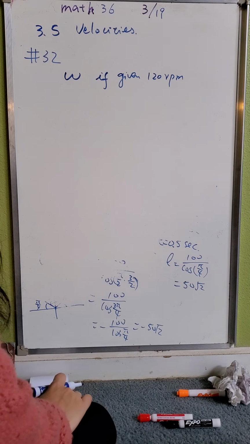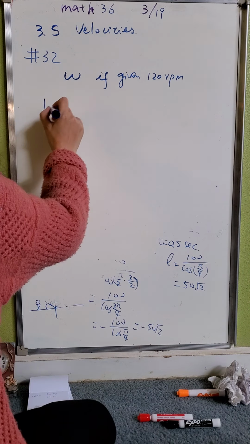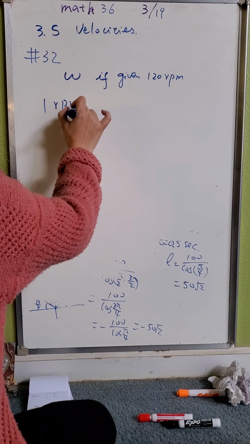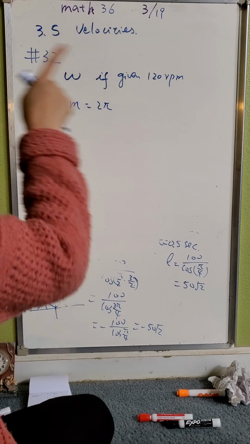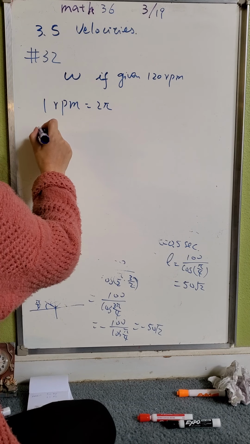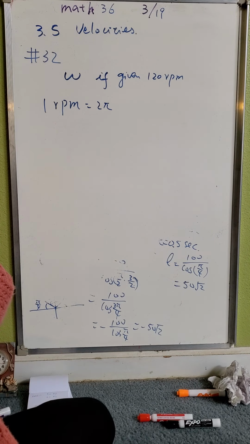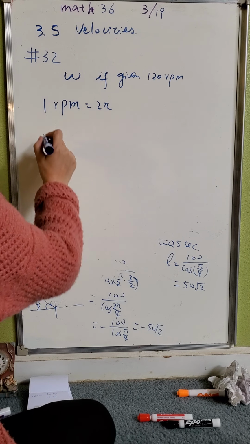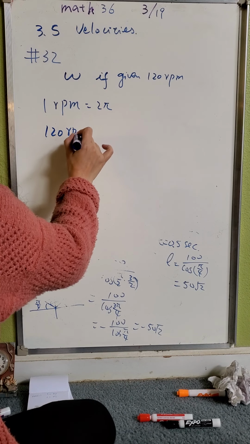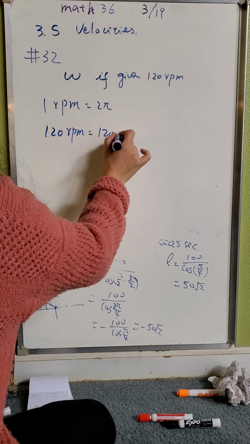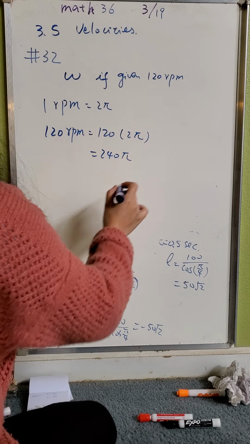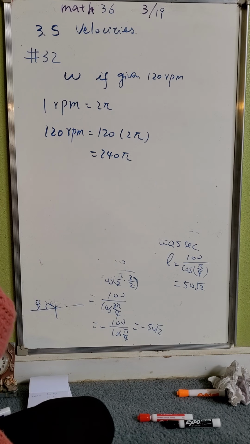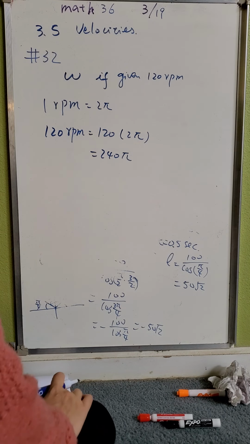Revolution per minute. Well, we know that one revolution, 1 RPM, is just equal to 2 pi. That's right? Because one revolution per minute, you turn 2 pi. 120 will be 120 times 2 pi, equal 240 pi. So that's all you need to do for this one. So that'll be your omega right here.